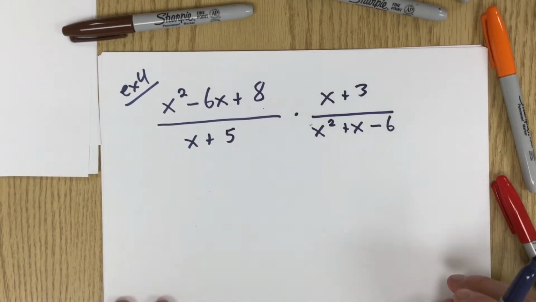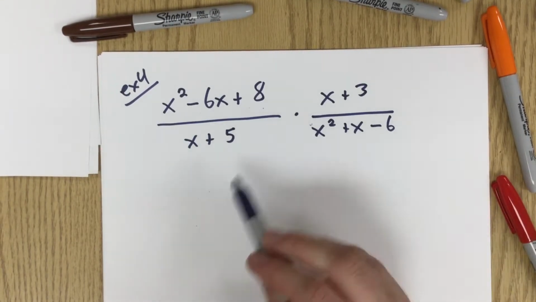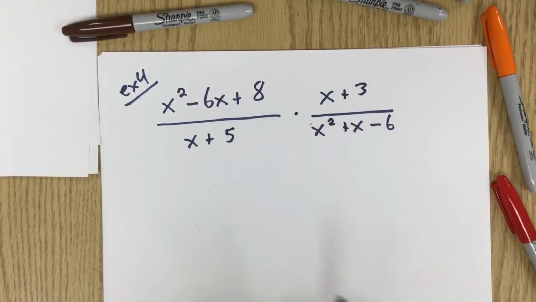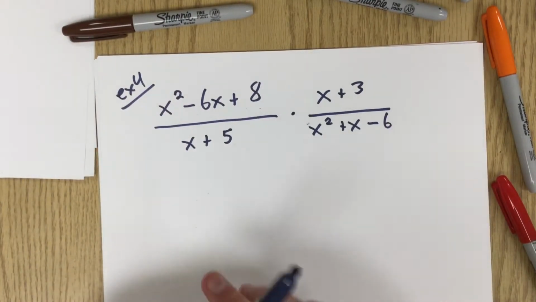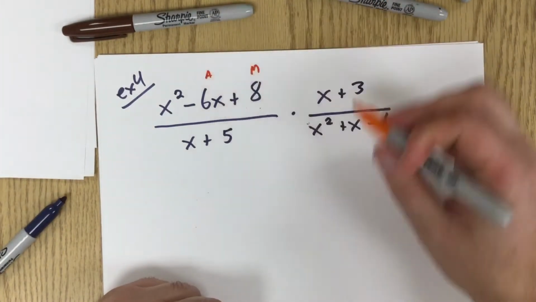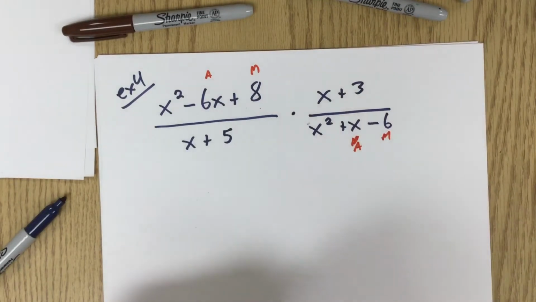Continuing on, example 4. Looking at this, offhand, nothing immediately cancels, right? There's an x plus 5, I don't see that anywhere. These x's can't cancel because they're not multiplied by everything. But what we're going to do is factor these. So we need things that multiply to this and add to this, multiply to this and add to this.